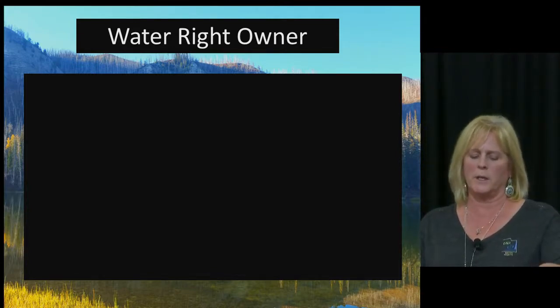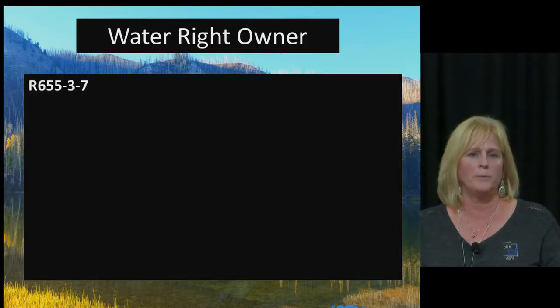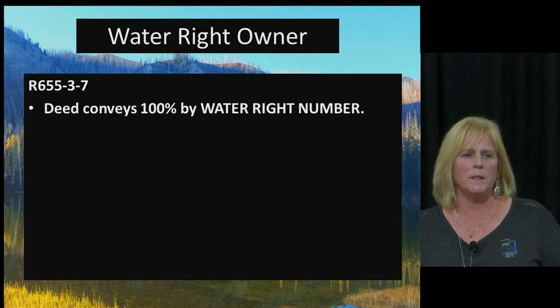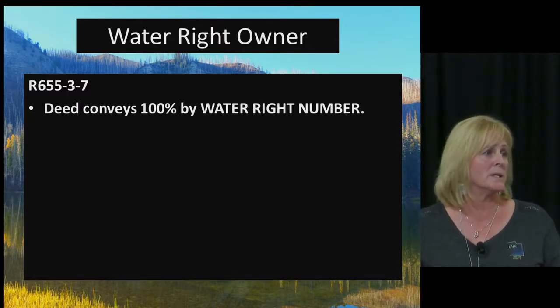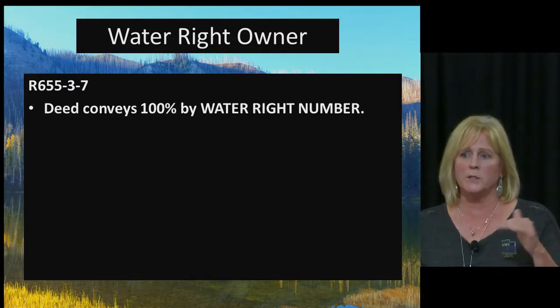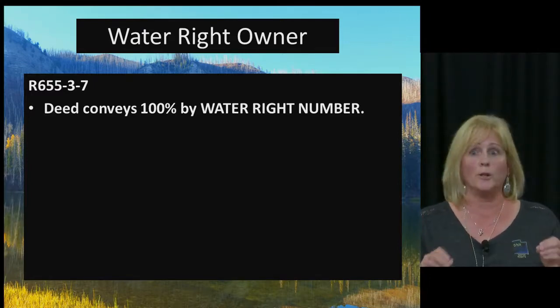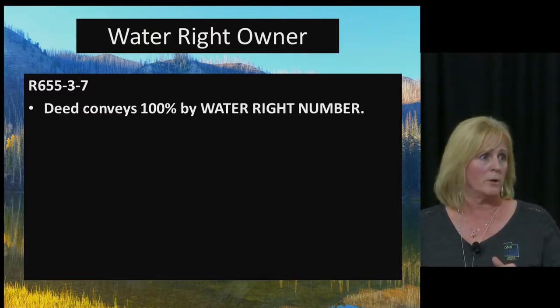Okay, so an owner is authorized to update the Division of Water Rights records without the certification, as per 655-3-7, when the deeds convey 100% of the water right. The water right has to be specifically mentioned, the water right number. Some people think that if they just say water right, that's specifically mentioning the water right. That is not. You have to mention the 2-digit, 4-digit number that Chris talked about earlier.